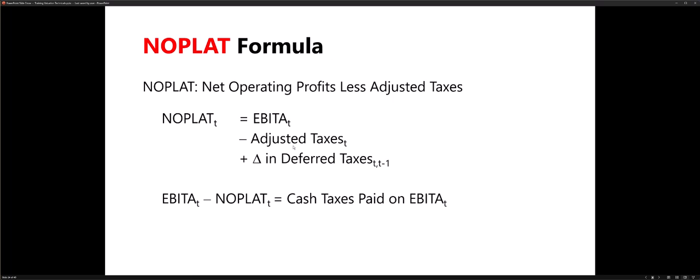But this one includes more than just that 1 minus t. It includes, well, we're going to show it later on. We're just showing the formula right now, and then plus change in deferred taxes, and I'm going to explain a little bit more on that later. So basically, your difference in EBITDA and NOPAT, if you move this to the right and then move all of this to the left, so this becomes positive minus, that would represent your cash taxes paid on EBITDA.